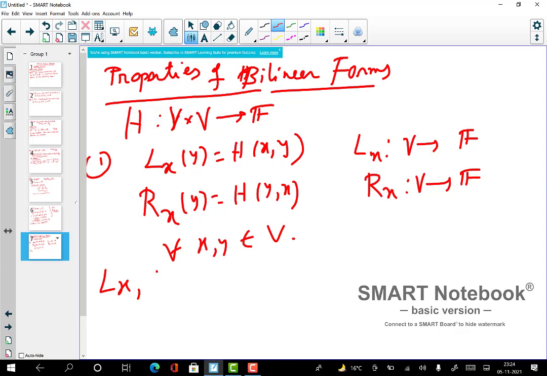So Lx and Rx both are linear maps on V, right? So from a bilinear form you can define a linear form. That is the thing.